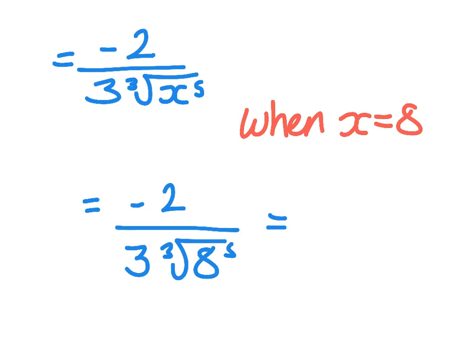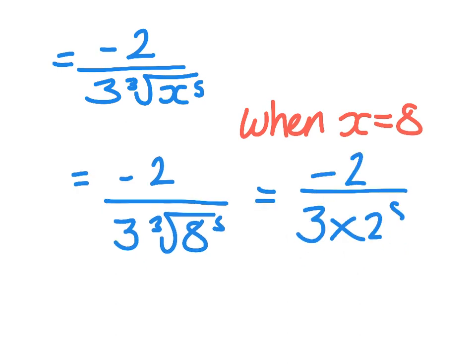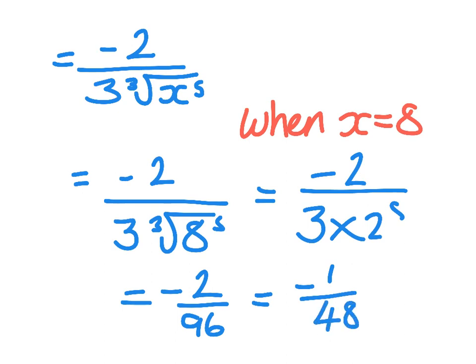I'll just substitute that in, so I've got negative 2 over 3 times 2 to the power of 5. 2 to the power of 5 is 32, and if I multiply by 3, that's 96. So that's equal to negative 2 over 96, and I can simplify that to negative 1 over 48. So the rate of change at exactly the point when x is equal to 8 is negative 1 over 48.